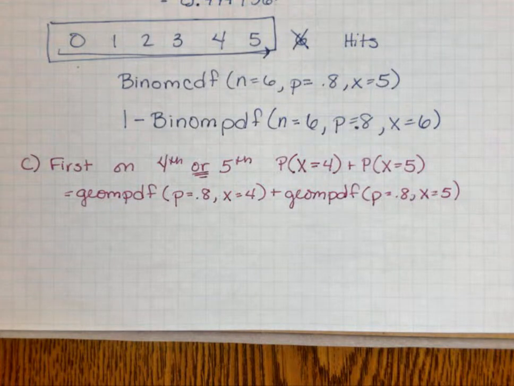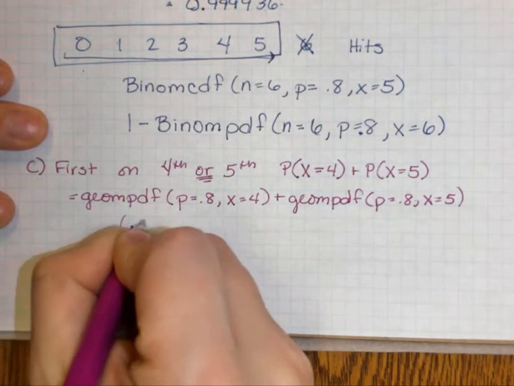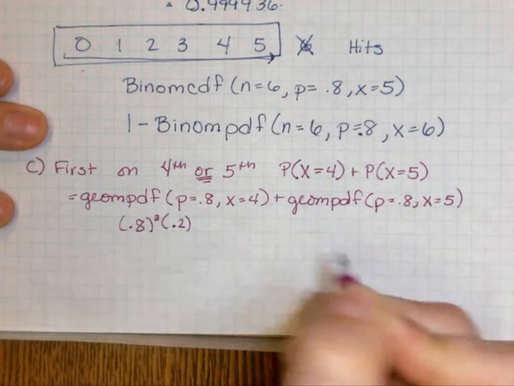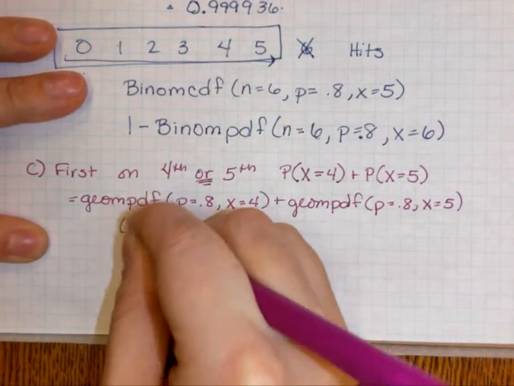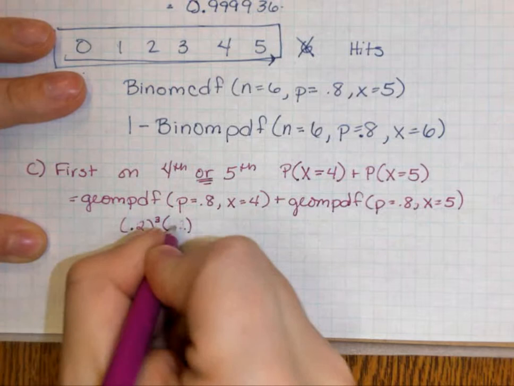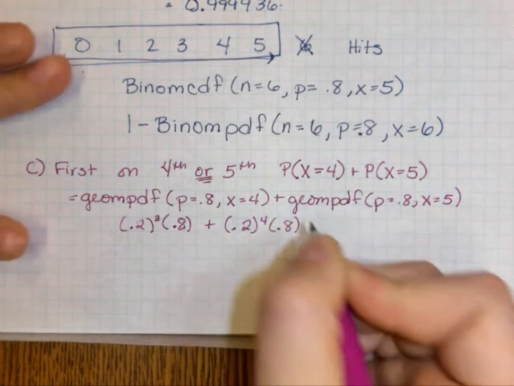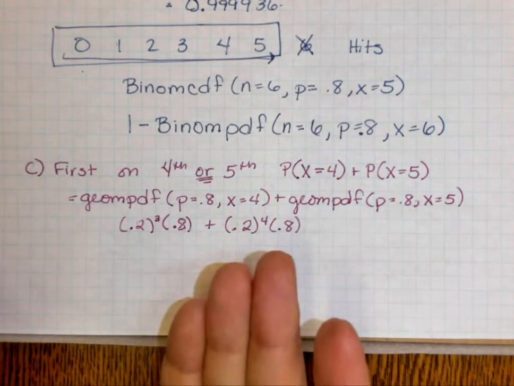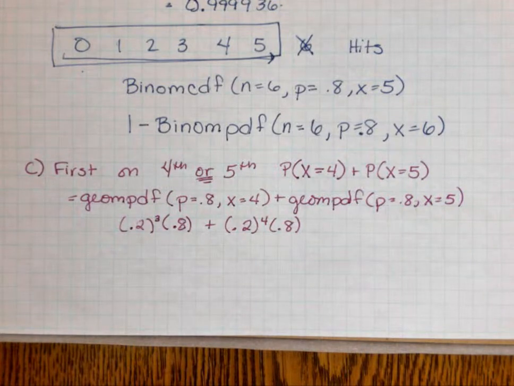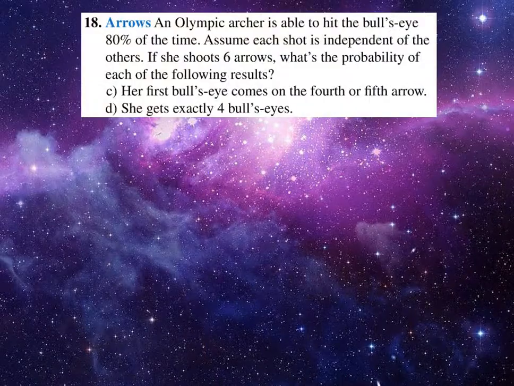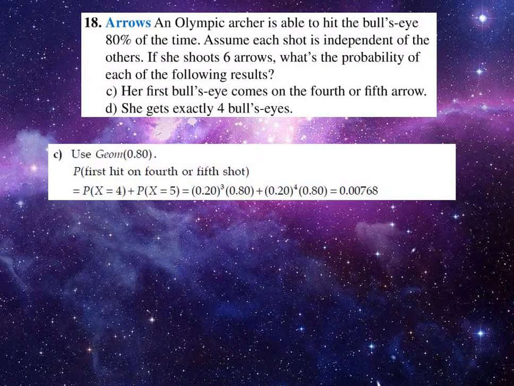Yes, sir? Okay, we just did 0.2 to the 4th times 0.8 and then 0.2 to... Absolutely. If you would rather write out the equation, which is what you're talking about, so you're saying I am missing 3 and then I make it. Plus I am missing 4, then I make it. Exactly the same thing. With geometric, it's almost easier to write the actual formula. For binomial, it's definitely easier to write it the other way. So what do you get? Very nice.